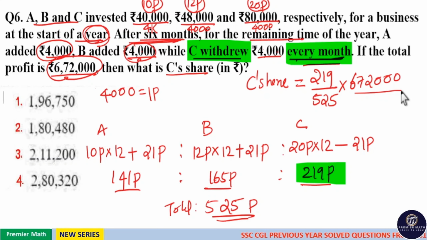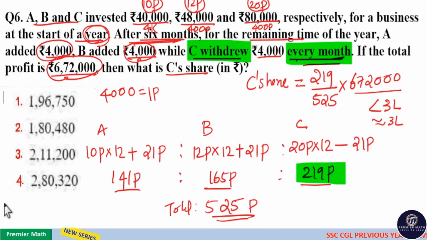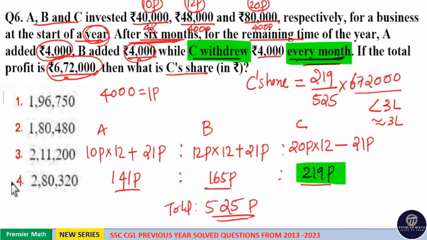Now you can see here, if I take it as 250, then this will be around half, nearly half. So if I take half of this, it will be less than 3 lakh or nearly 3 lakh. So here less than 3 lakh and nearly 3 lakh is equal to only one option, that is fourth option. So 2,80,000 and 320 is your answer.